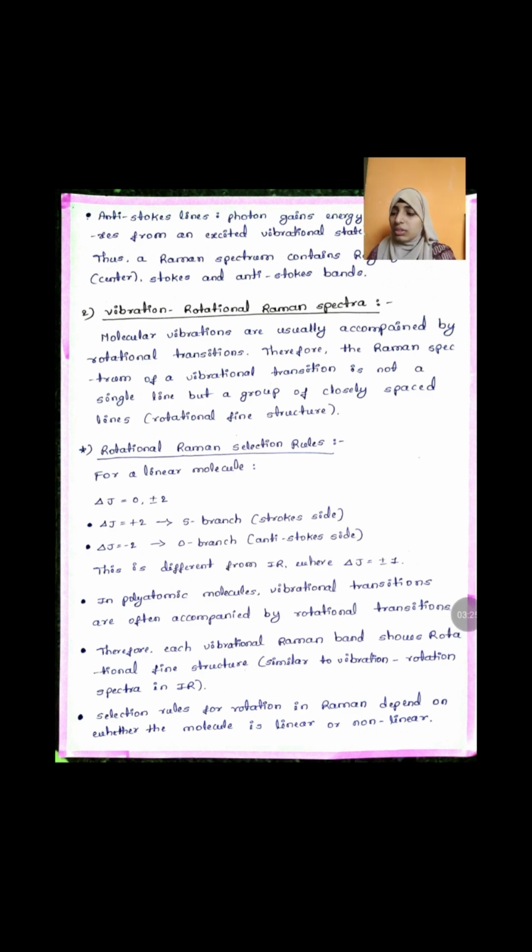Next we are discussing vibration rotational Raman spectra. Molecular vibrations are usually accompanied by rotational transitions. Therefore, the Raman spectrum of a vibrational transition is not a single line but a group of closely spaced lines, the rotational fine structure. Rotational Raman selection rules for a linear molecule are ΔJ = 0, ±2. ΔJ = +2 is the S branch, meaning Stokes side. ΔJ = −2 is the O branch, meaning anti-Stokes side. This is different from IR, where ΔJ = ±1.